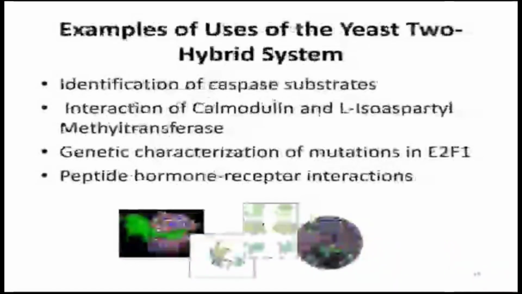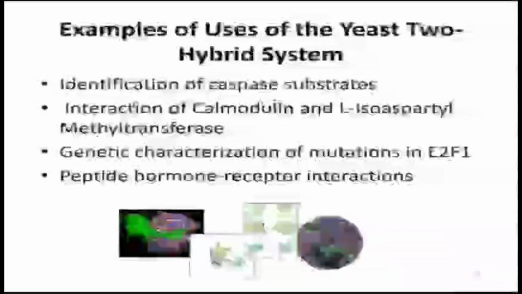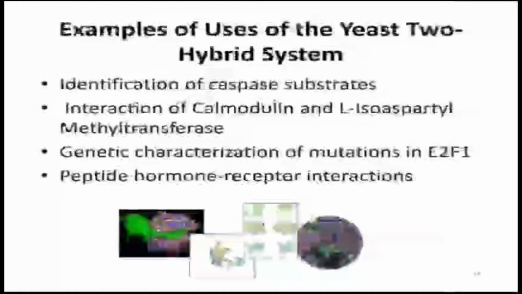Now, let's see the examples of uses of the yeast two-hybrid system. It identifies Cas-based substance, interaction of calmodulin and L-isoaspartyl methyltransferase, genetic characterization of mutations in E2F1, peptide hormone receptor interactions. This is the overall concept of the yeast two-hybrid system.